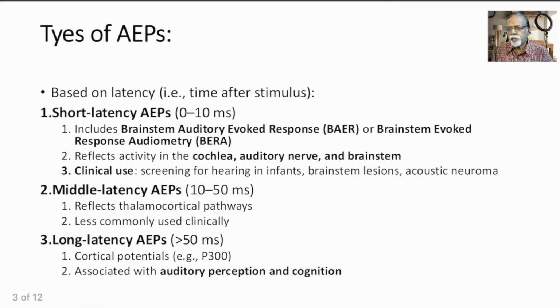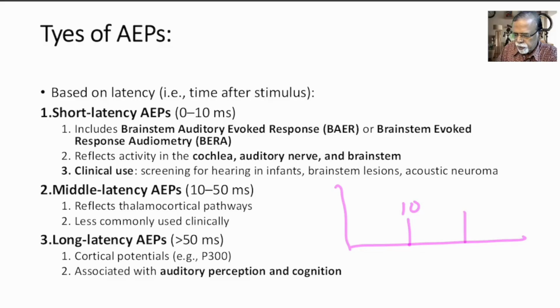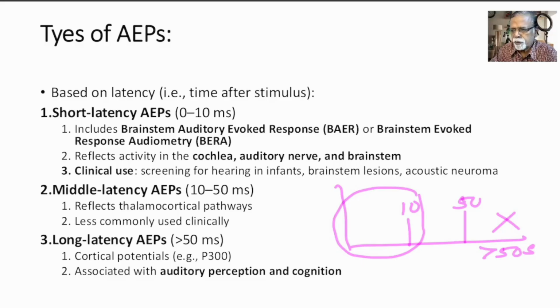Now we go into what are the types. Depending upon the time duration, you divide into the first 10 milliseconds, which is the short latency, and 10 to 50 milliseconds, which is the middle latency, and more than 50 milliseconds, which is the long latency. And this is not clinically much relevant. So we are concerned with the short latency auditory evoked responses.